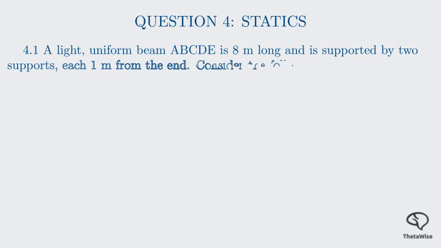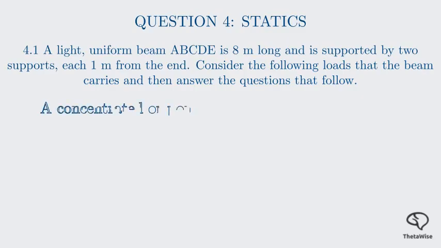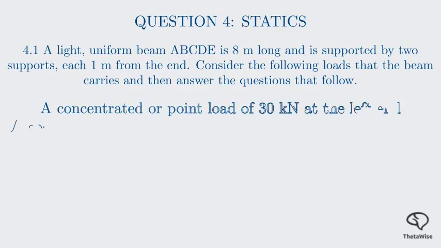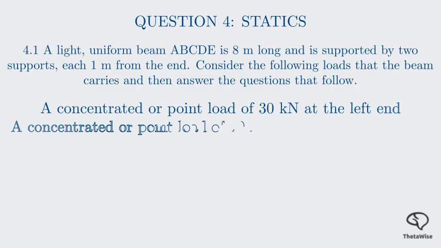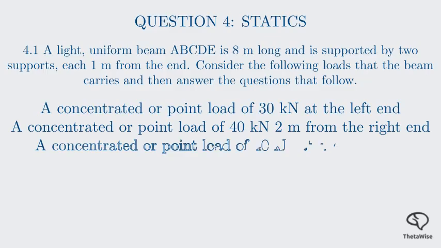It's supported by 2 supports, each placed 1 meter from the ends. We then need to consider a specific set of loads applied to the beam and answer several questions. Here are the loads: a concentrated load of 30 kilonewtons at the left end, another concentrated load of 40 kilonewtons located 2 meters from the right end, and a third concentrated load of 40 kilonewtons at the right end.